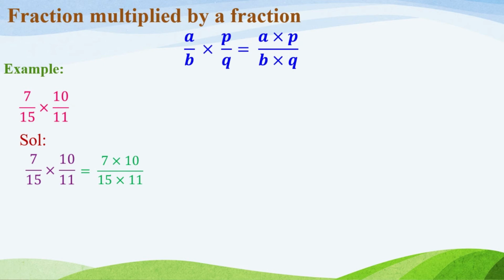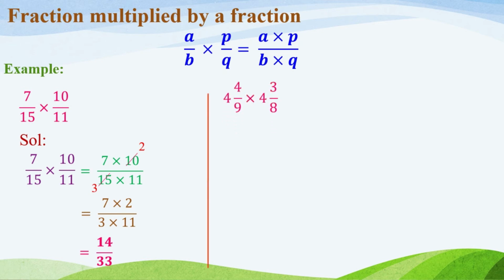Now cancel the common factors. 15 and 10. Take 5 table. 2 5s are 10. 3 5s are 15. Remaining 7 into 2 divided by 3 into 11. Now multiply the values. 7 2s are 14. 3 11s are 33. Which is equal to 14 divided by 33. Let's see another example.